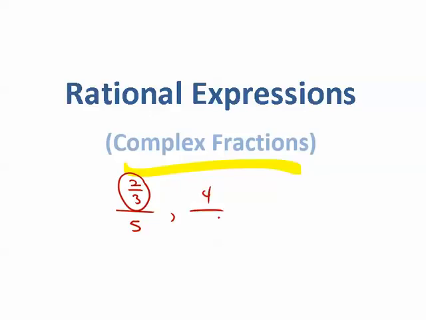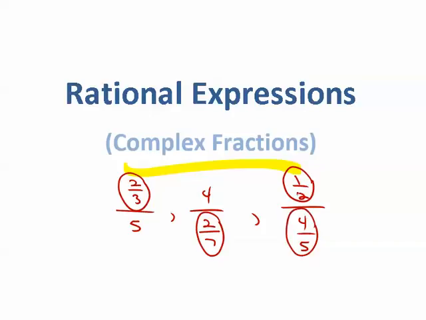Let's take 4 over, let's say, 2/7. Because we have a fraction in the denominator, this is also considered a complex fraction. How about 1/2 over 4/5? Because we have a fraction in the numerator and the denominator, this is also a complex fraction. So complex fractions are fractions that have fractions either in the numerator, denominator, or both numerator and denominator of another fraction. So let's go ahead and take a look at simplifying complex fractions.